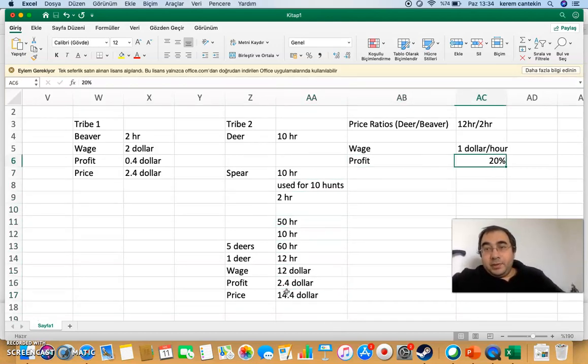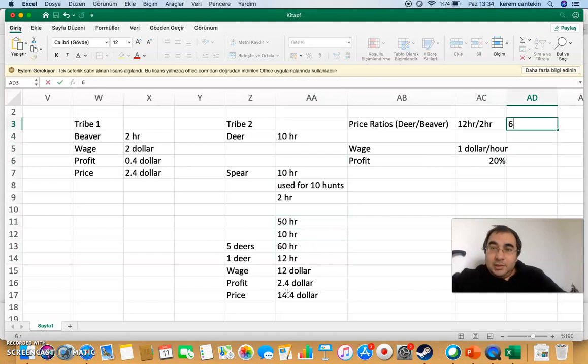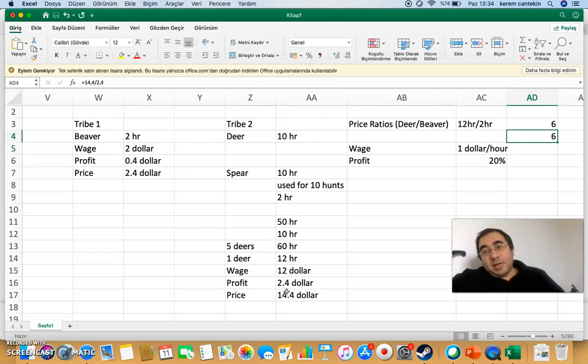So this is 6. Let's find whether we get the same value when we divide 14.4 by 2.4. Yes, they are the same. So when we introduce capital and labor, we still have the same number.